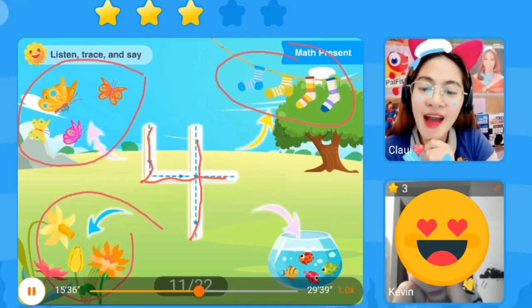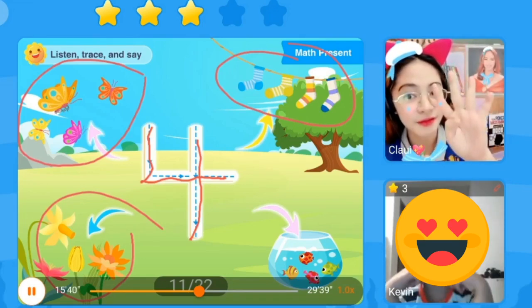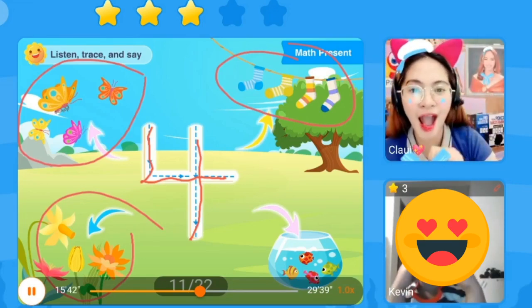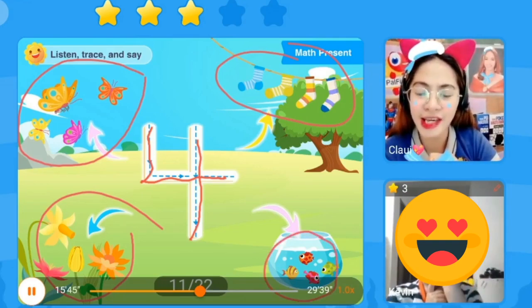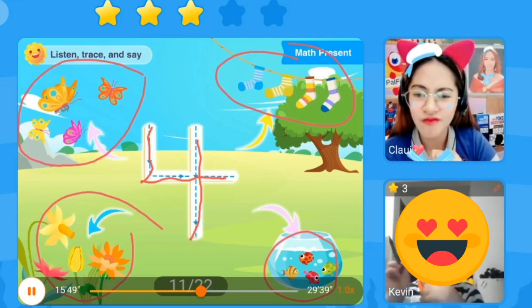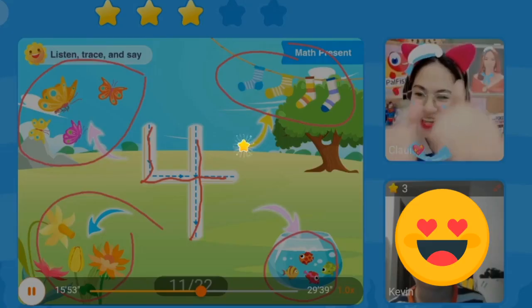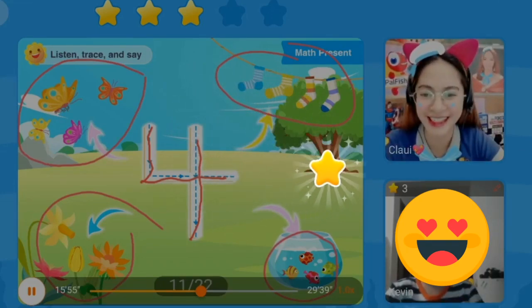And how many socks are there? There are four socks. Wow. And lastly, how many fish are there? There are four fish. Wow. Excellent job, Kevin. Nice one.